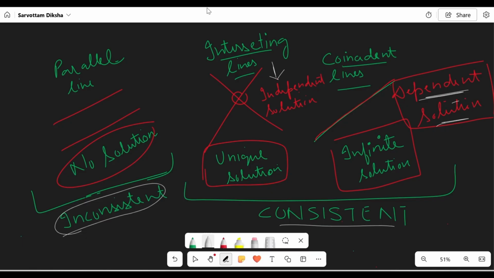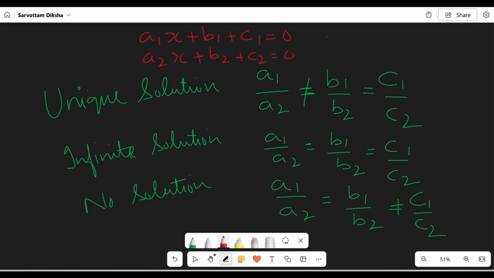Here, parallel lines, intersecting lines, coincident lines are geometrical names: how my graph will look like. And no solution, unique solution, infinite solution are mathematical names. To find what kind of solution we have, one way is to plot the equations and see what kind of solution it is. But it is a little tedious. So with the help of coefficients also, I can see what kind of solution is there.